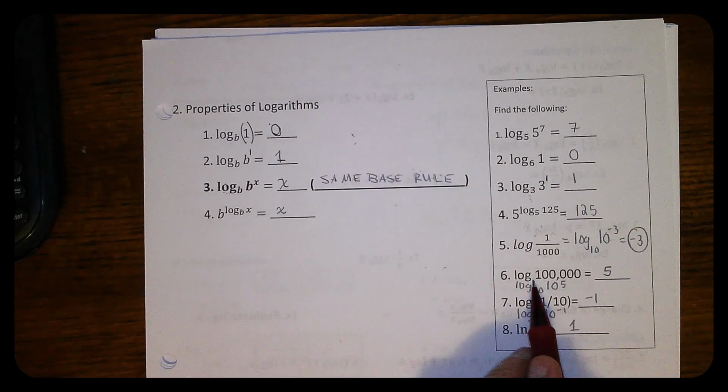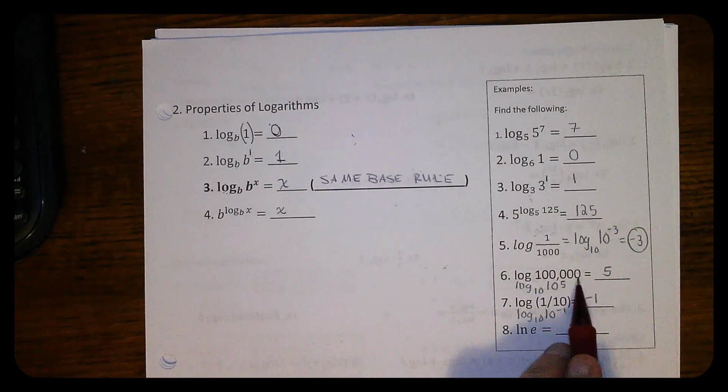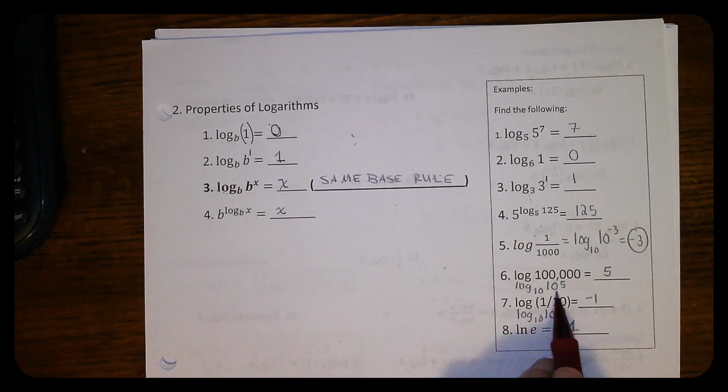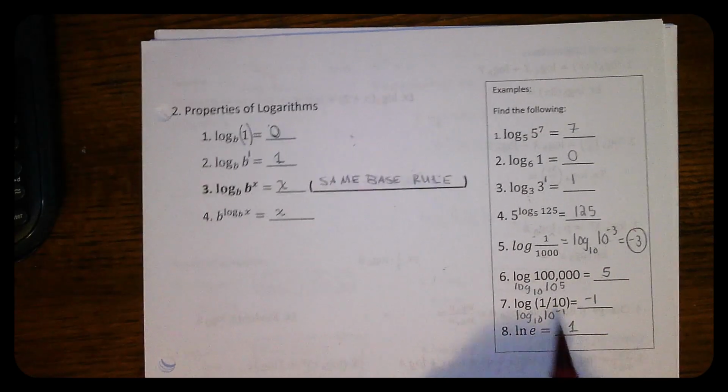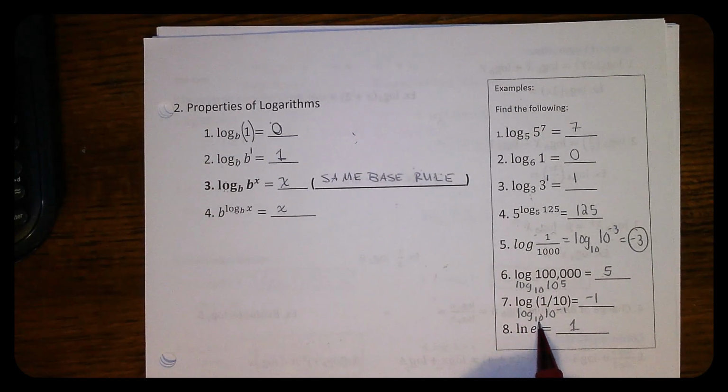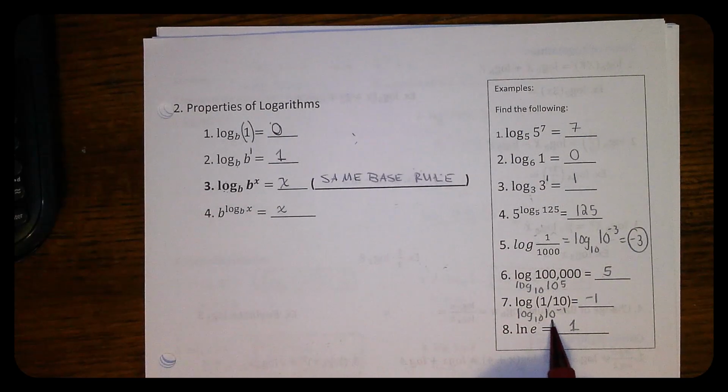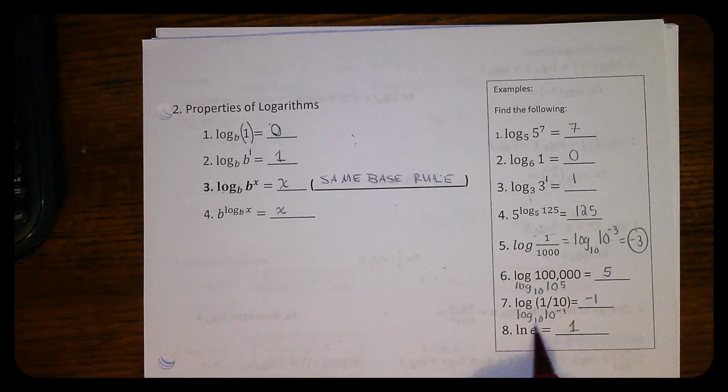Here again, no base, so it's 10. And 100,000 is 10 to the 5th because there's 5 zeros. So the log base 10 of 10 to the 5 is 5. Here, no base, so it's 10. 1/10 is 10 to the negative 1. So the log base 10 of 10 to the negative 1 is negative 1. And then natural log of e is just 1.